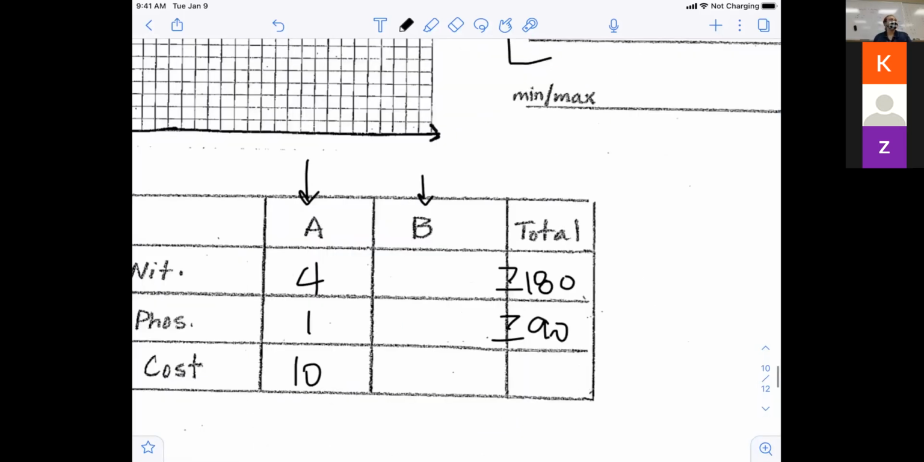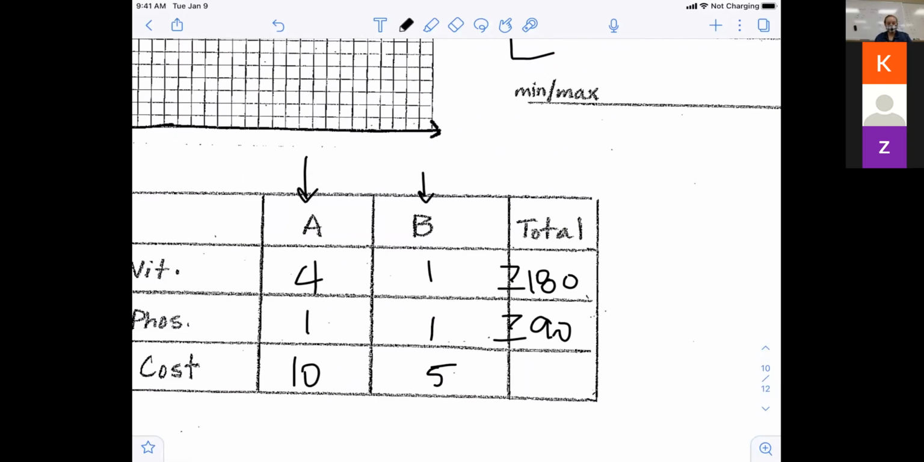I don't like writing things in terms of A and B. I'm going to rename them as X and Y. So I'm going to call this column X and this column Y. And these now make cute little equations for me. I've got this one right here. My first equation is in terms of nitrogen. So I've got 4x plus 1y, or sorry, is greater than or equal to 180.